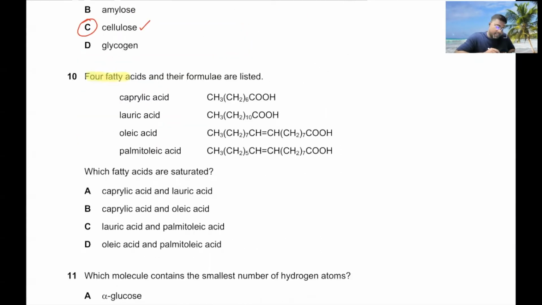Four fatty acids and their formulae are listed. You can see caprolic acid, lauric acid, oleic acid, palmitoleic acid. Which fatty acids are saturated? The saturated fatty acids do not have a carbon-carbon double bond. So oleic acid and palmitoleic acid have a carbon-carbon double bond, so must be avoided. So caprolic and lauric acid. A is the correct answer.